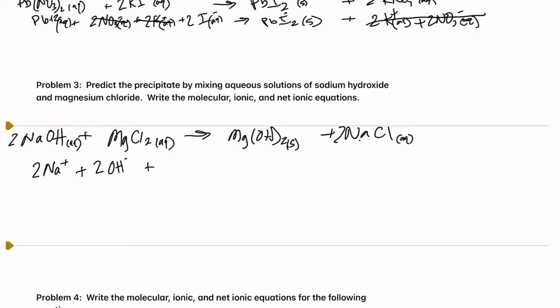Back to our ions, we have 2 hydroxides. Of course these are aqueous. We do have a magnesium, again it's group 2, so plus 2. Chlorine, being in group 7, will be a negative 1. We have 2 of those. So they react and form an insoluble magnesium hydroxide.